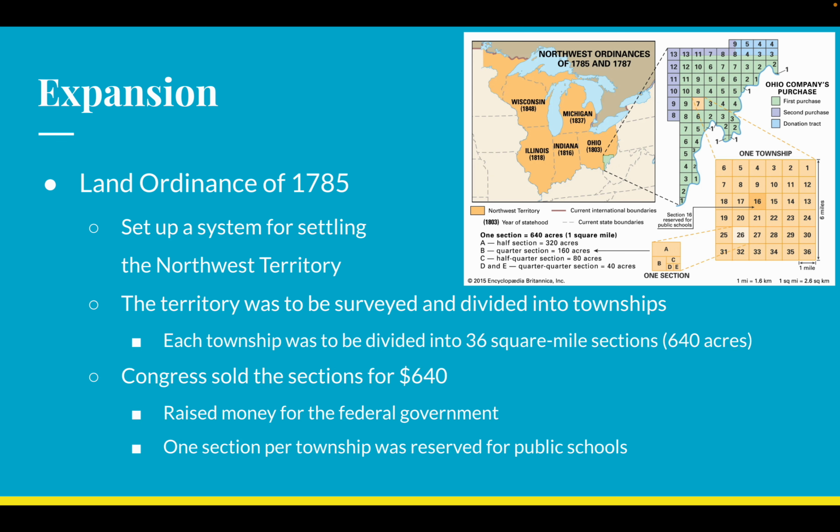Now, this land ordinance is designed to create a system in which people can come out here to the west and they can settle and start setting up their new lives out here. So what they did is they sent out surveyors, people who look at the land, figure out where things are, make maps, etc. And they're going to survey this land and divide it into what are called townships. Now, these townships are 36 square mile sections. You can see in this image in the top right. Every section is a literal square.